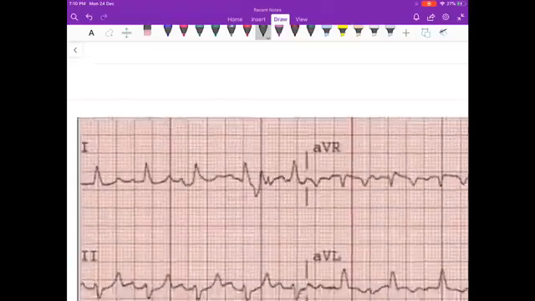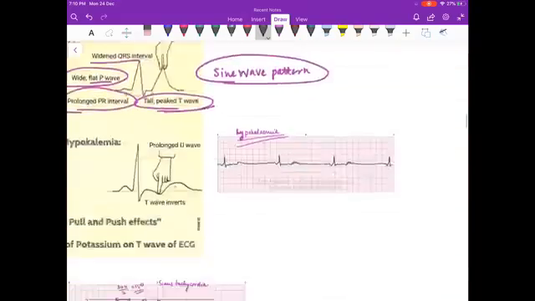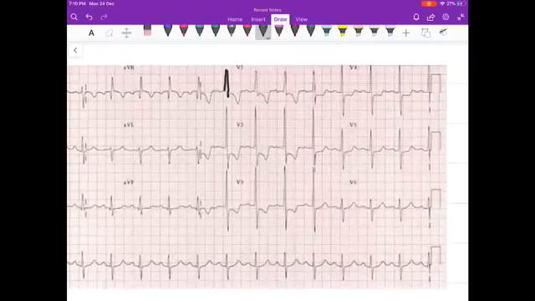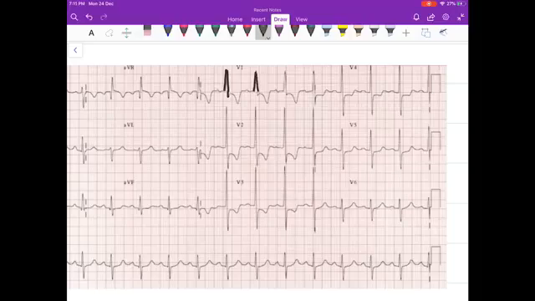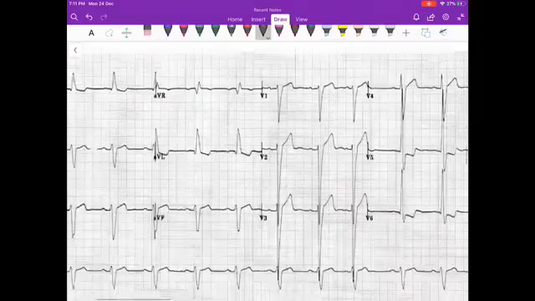So if we compare it with a normal ECG, friends, this is a normal ECG. You see the height of V1. It is approximately one box. But if we see in this ECG, the height of V1 is approximately two boxes. So when the height of the R wave in V1 is more than 7 mm, it is right ventricular hypertrophy. Okay, friends. So moving on to the next ECG.